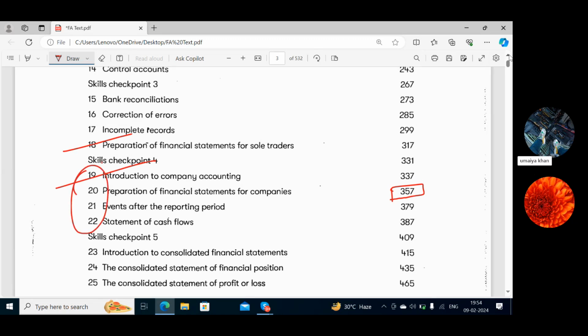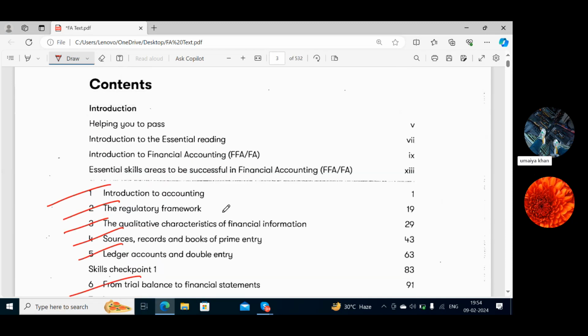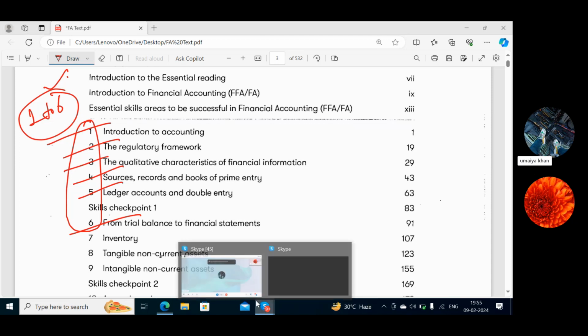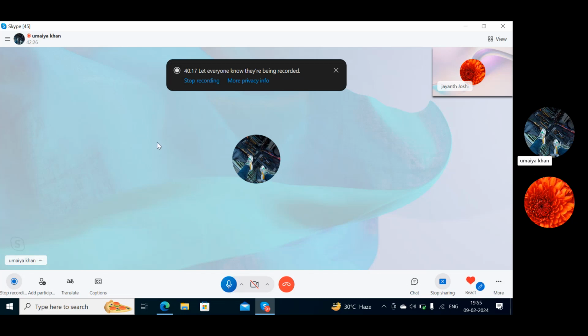Okay, I want to conduct a test, Umayya. Will you be prepared for the test on Tuesday for the first 6 chapters? Okay, sure. Then done. So Tuesday I'll be conducting a test for you. Okay, then afterwards we'll go for the next topics.